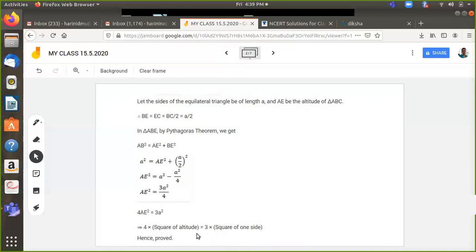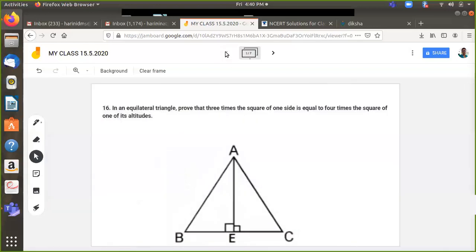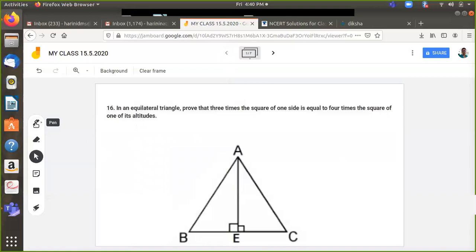4 times the square of the altitude, because AE is the altitude for me in the triangle. So 4 times the square of the altitude is equal to 3 times the square of one of its sides, because the side of the triangle we have taken as A. So we are coming back to the diagram. If this is going to be my A, suppose I write it here so that it is clear for you. This is A. This is also A.